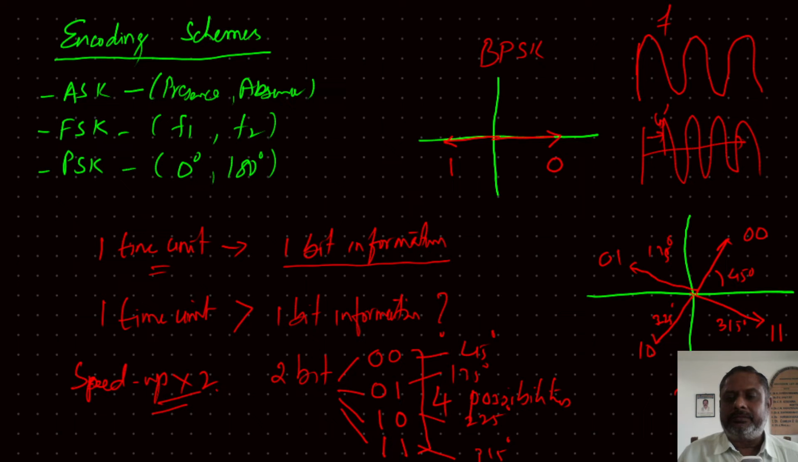the 45 phase shifted signal. For 0 1 use 135 phase shifted signal. For 1 0 use 225, for 1 1 use 315, or any other case as you see. And this is what is happening, you are working in quadrature. So this is called quadrature phase shift keying, or QPSK.